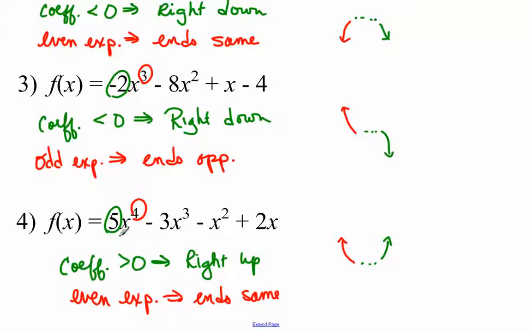And the last example I have, if 5x to the fourth is my leading term, okay, so this coefficient, positive or negative, it's positive, so we're going up on the right, and then my exponent's a 4, that's even, everything's the same, so I have both sides going up like that.